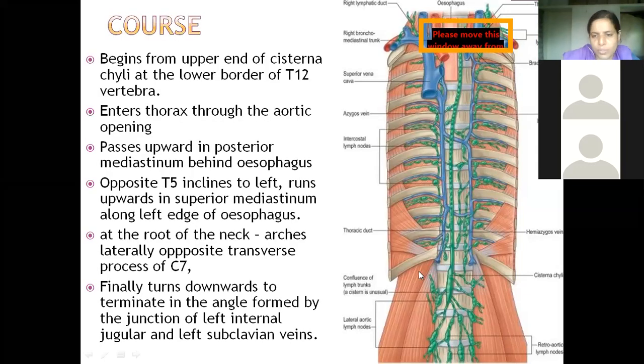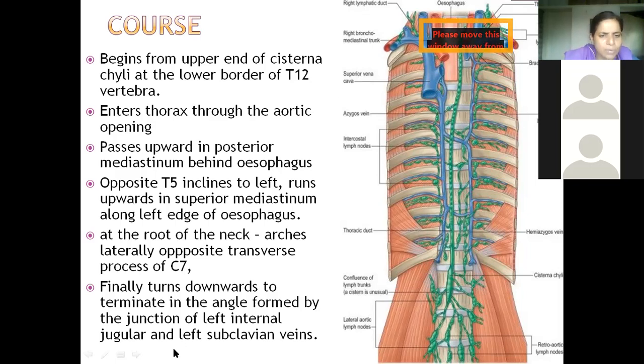Then course. I told you it is starting in the abdomen. The diaphragm will have an opening, the aortic opening, where we will have a passage for the cisterna chyli also, through which it will be entering into the thorax. In the thorax, it is initially seen on the right side, gradually it is moving to the left side, and gradually it is going behind the brachiocephalic vessels, and then it is entering at the junction of the brachiocephalic vein and the subclavian vein of the left side.